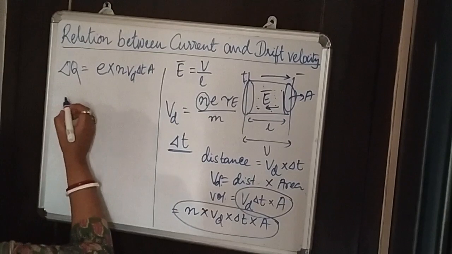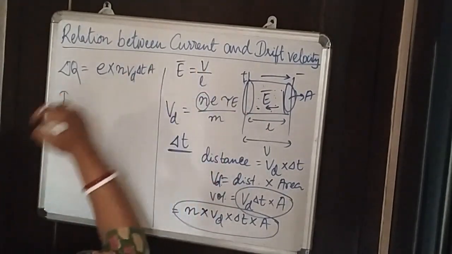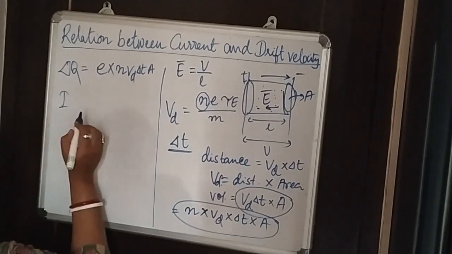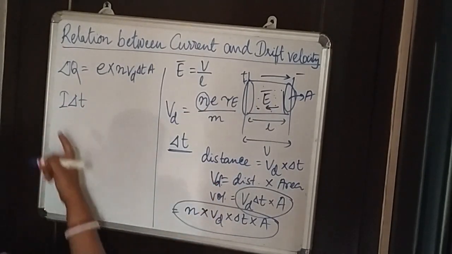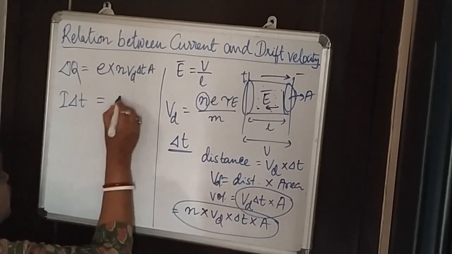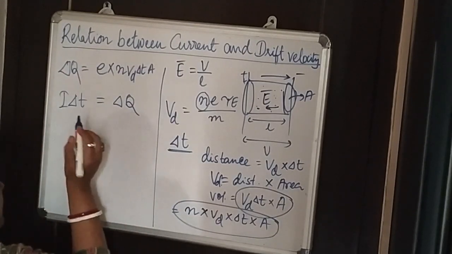And we know, if I have to calculate the current I in that particular volume, then I into del t, for a del t time interval, would be equal to del Q. This is the relation that we have learnt for current as well as charge.